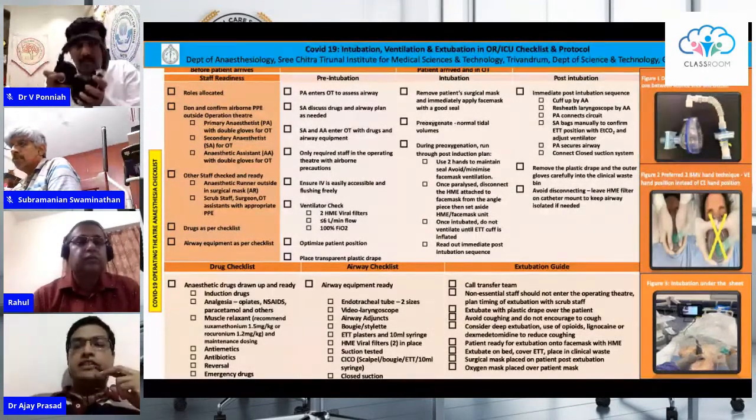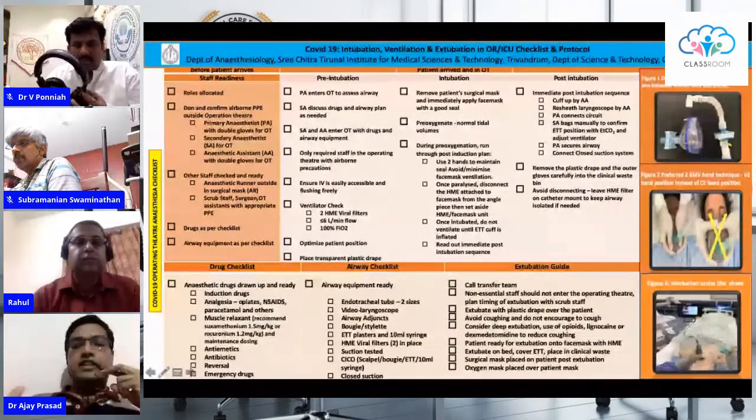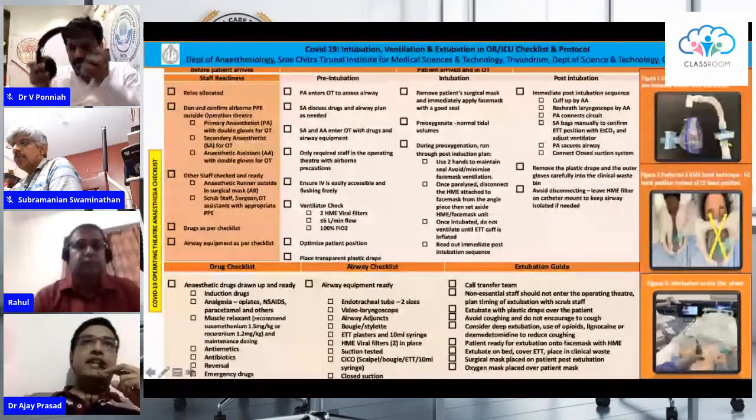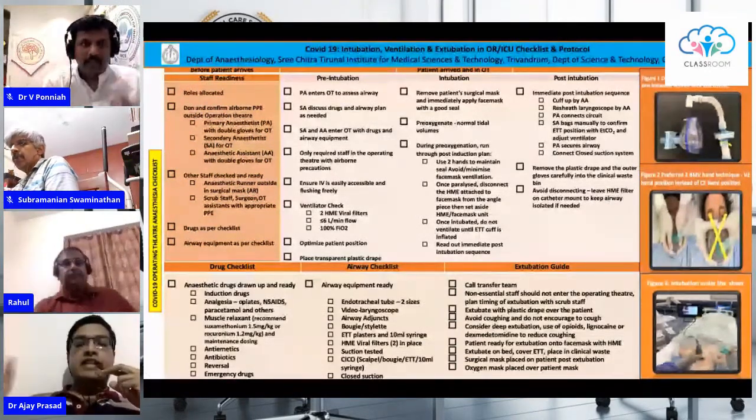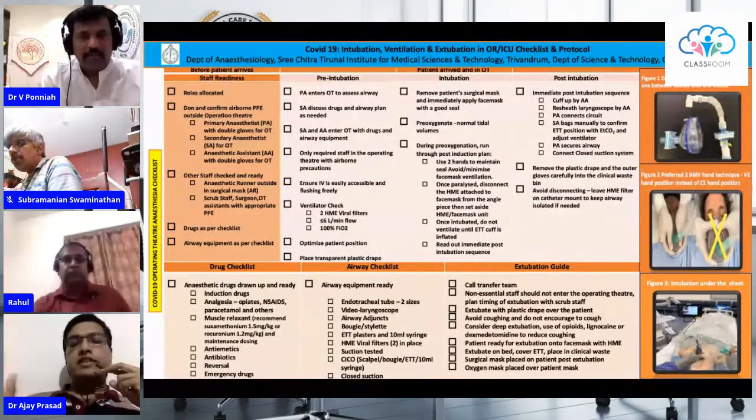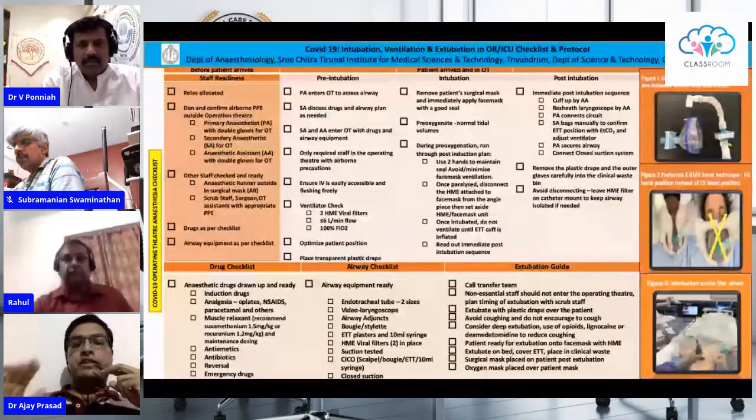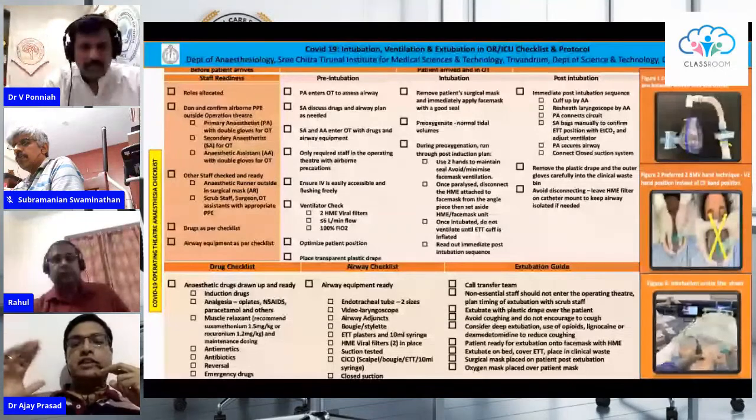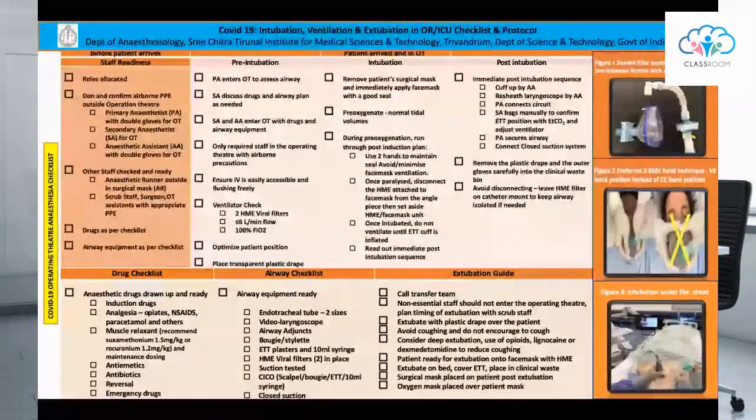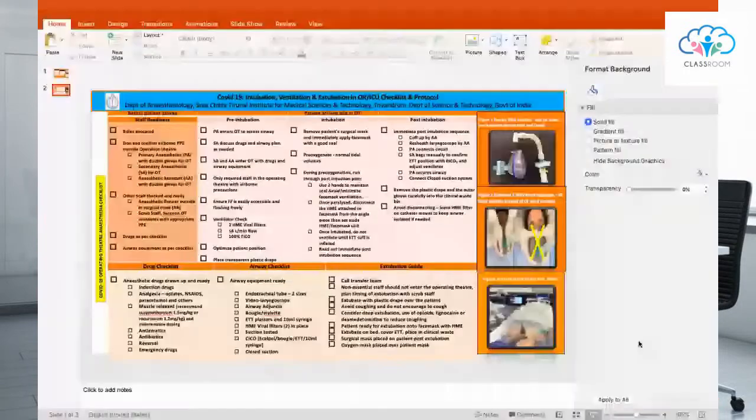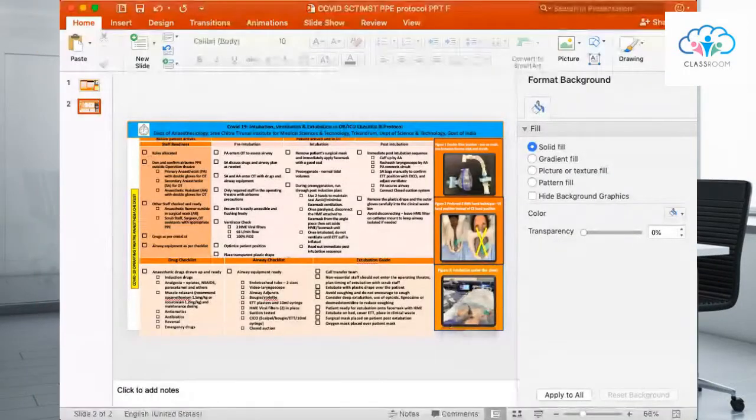And in addition to video laryngoscopy, which has already been discussed, a plastic drape or a transparent intubation cage should be there in situ, so as to prevent the aerosol transmission and propagation into the OR room. So that's it in brief.